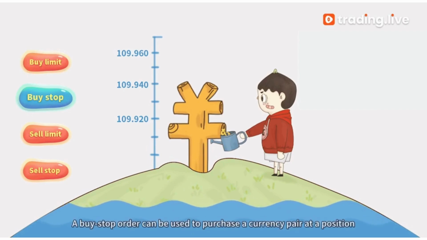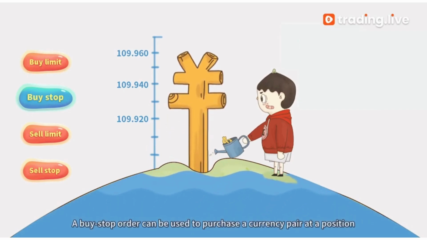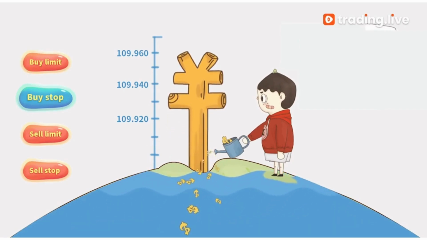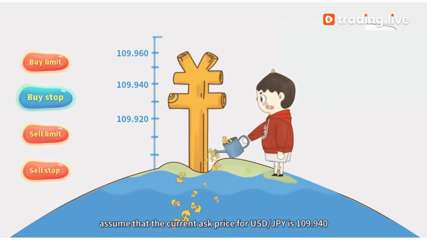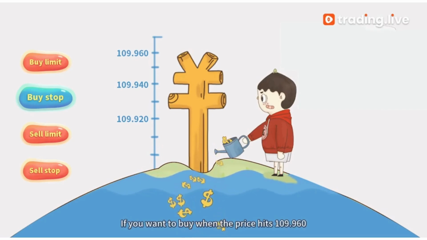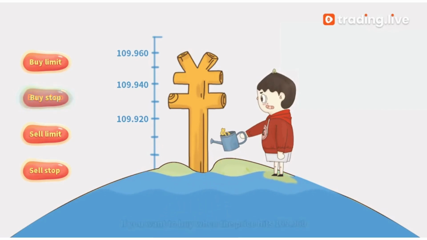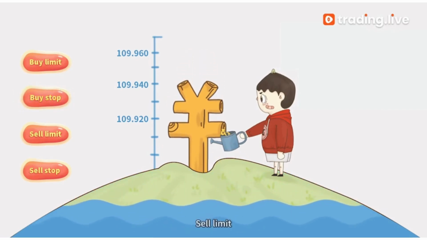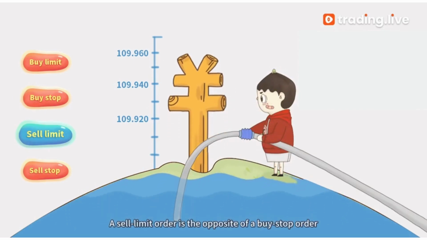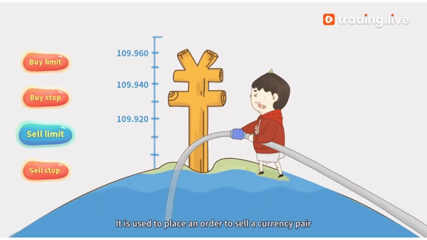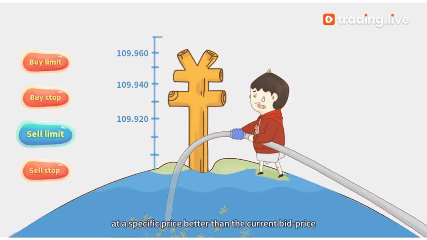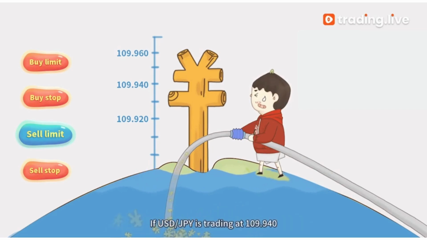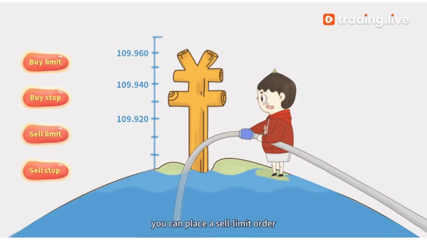Buy stop. A buy stop order can be used to purchase a currency pair at a position higher than the current price. For example, assume that the current ask price for US dollar to Japanese yen is 109.940. If you want to buy when the price hits 109.960, then you place a buy stop order. Sell limit. A sell limit order is the opposite of a buy stop order. It is used to place an order to sell a currency pair at a specific price better than the current bid price. If US dollar to Japanese yen is trading at 109.940 and you wish to sell at 109.960, you can place a sell limit order.